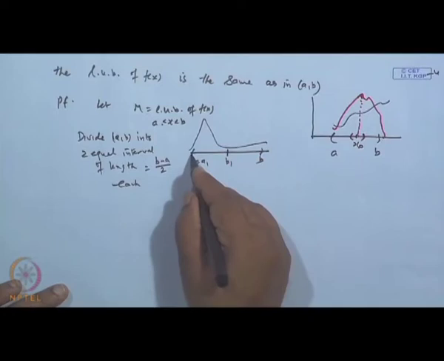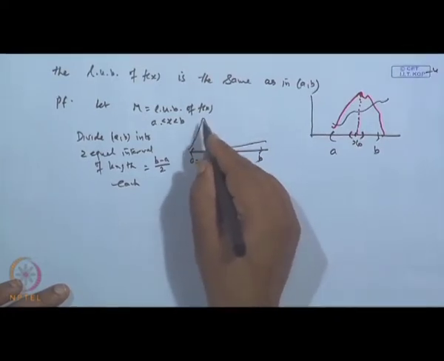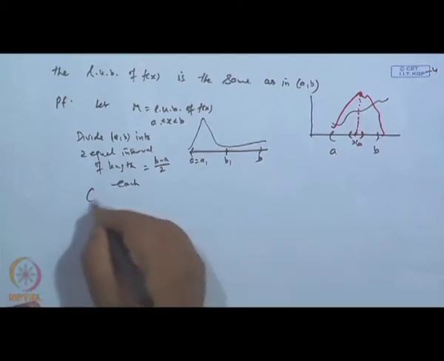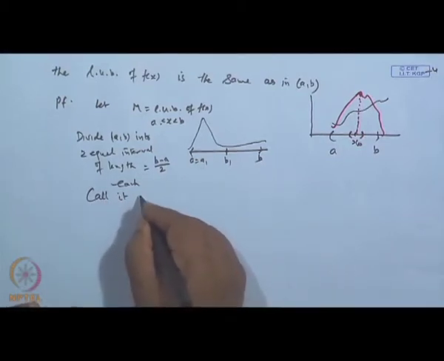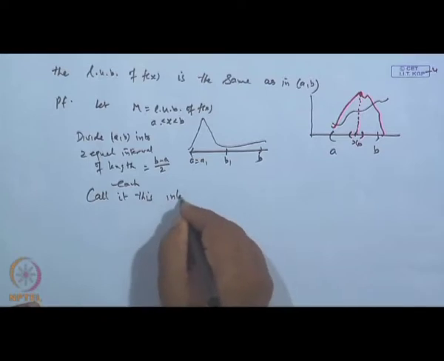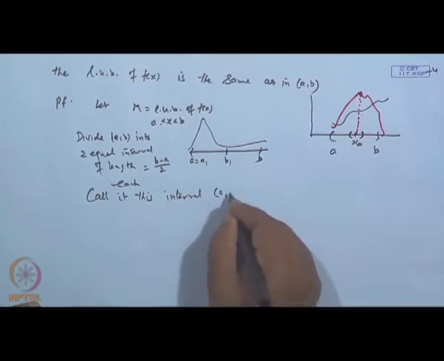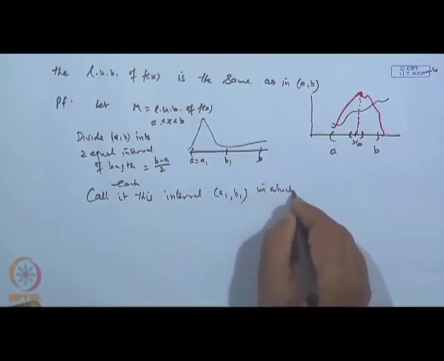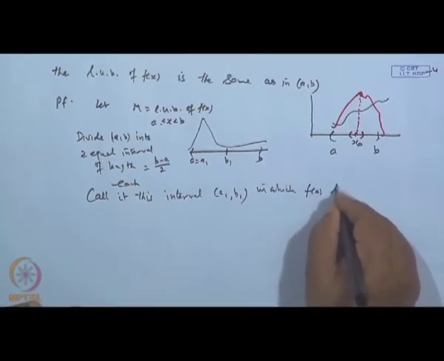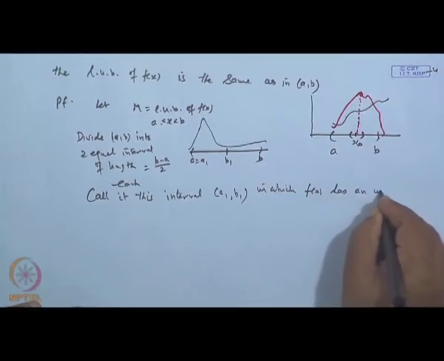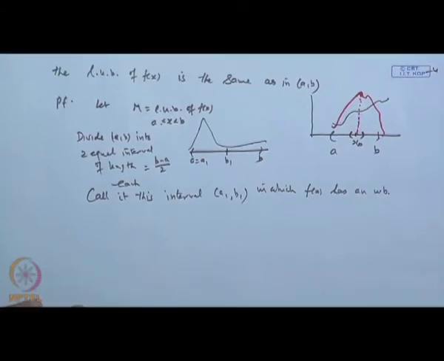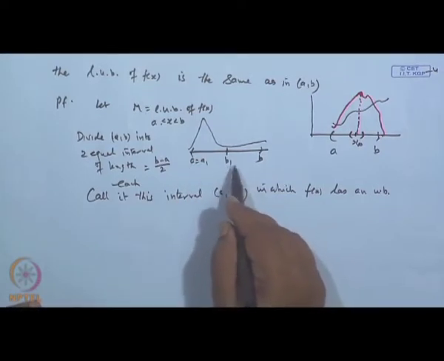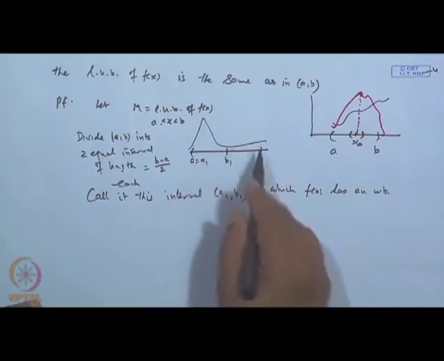So, obviously, in this interval a1 b1 this upper bound lies. So, call this interval a1 b1, in which the function f(x) has an upper bound. Now, this a1 may coincide with a or b1 may coincide with b depending on the function.